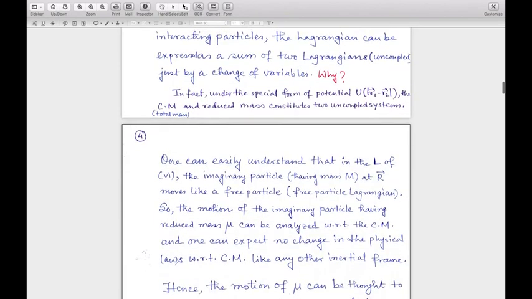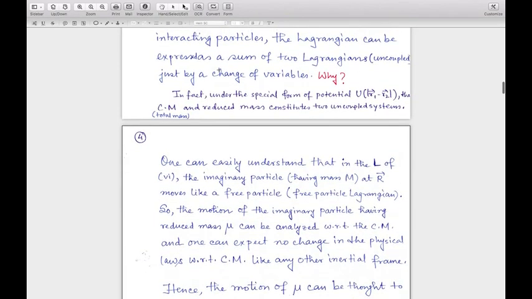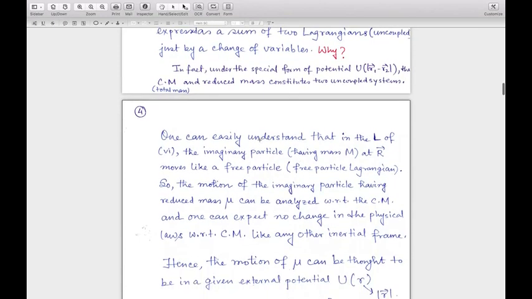Okay, where v or r dot square is the velocity of the particle. So the center of mass moves like a free particle. So the motion of the imaginary particle having reduced mass mu can now be analyzed with respect to the center of mass without losing any generality, because the physical laws with respect to the center of mass will be exactly the same if mu is analyzed with respect to any other inertial frame.